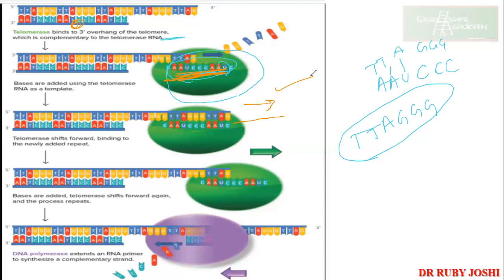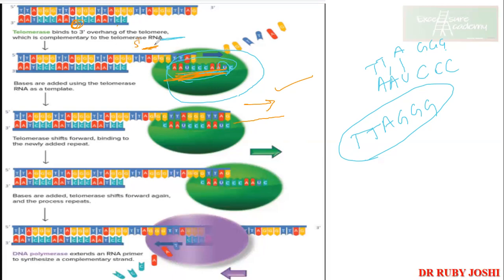Because the lagging strand is made by the normal process itself. So in order to create the template for the lagging strand, they increase the parental strand. Yes, very good. So what is telomerase doing? Can you see it over here?